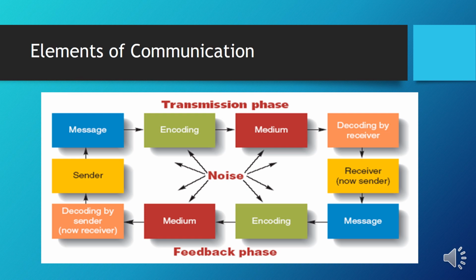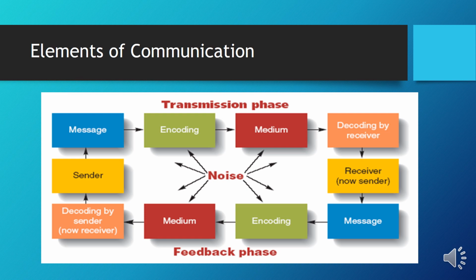Okay, so of course, we have here the sender and we have the message. One thing that we were not able to explain a while ago is the process of encoding. When you say encoding, this is the process where the sender puts his message into the type of medium he will be using. All right? So if I am going to use a written form of communication and I will use a piece of paper, the process of writing my message is already considered encoding. That is the same way when you encode it in your computer or on your cell phone.